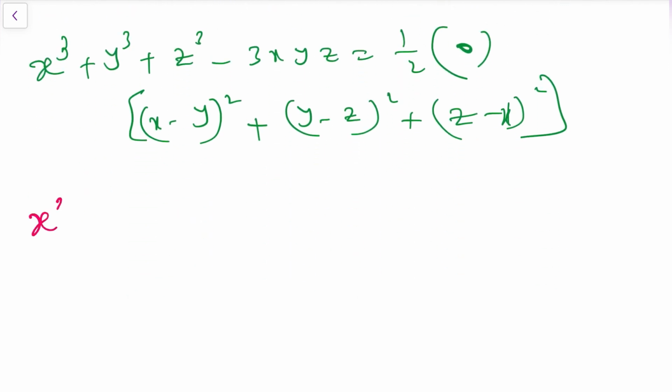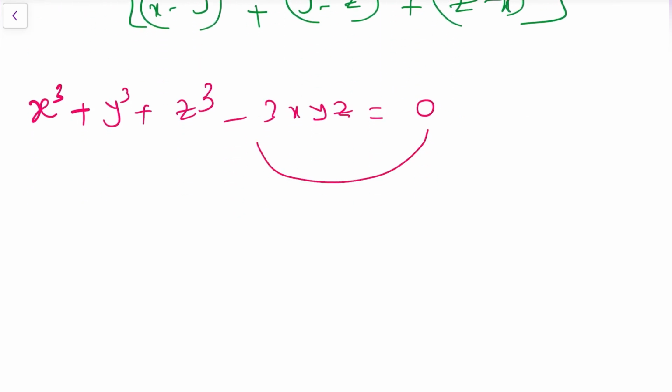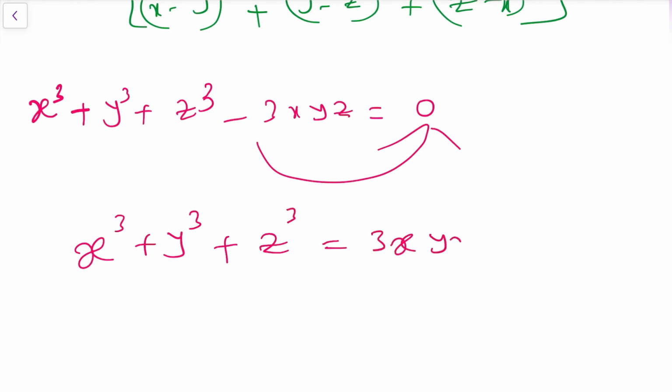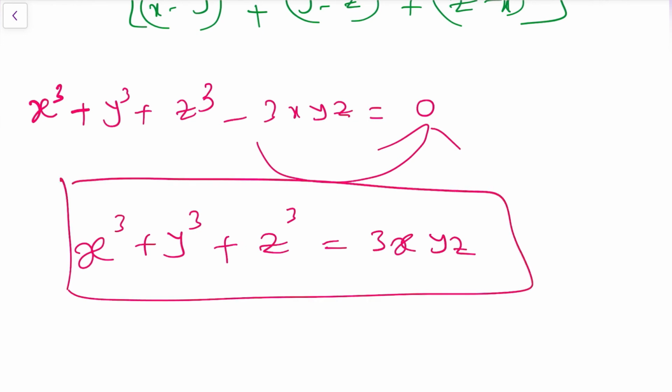Now x cube as it is plus y cube as it is plus z cube as it is minus 3xyz is equal to 0, and 0 into any number is 0 only. So the total RHS will become 0. Now take this minus 3xyz to the right side, then we will get x cube plus y cube plus z cube is equal to 3xyz. So this is the formula also we need to remember: if x plus y plus z is equal to 0, then x cube plus y cube plus z cube is equal to 3xyz.